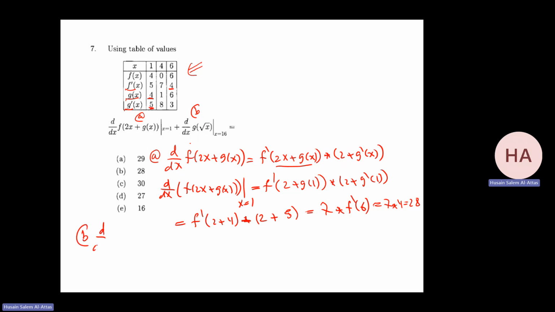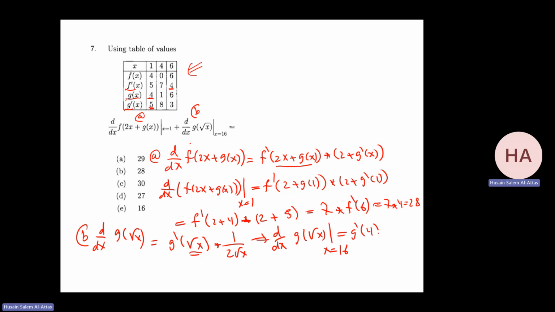I have d over dx of g of square root of x. That will be g prime at square root of x, times the derivative of this, 1 over 2 root x. So it will be d over dx of g at the square root of x, but at x equals 16. That will be g prime of square root of 16, which is 4, times 1 over 2 times 4.